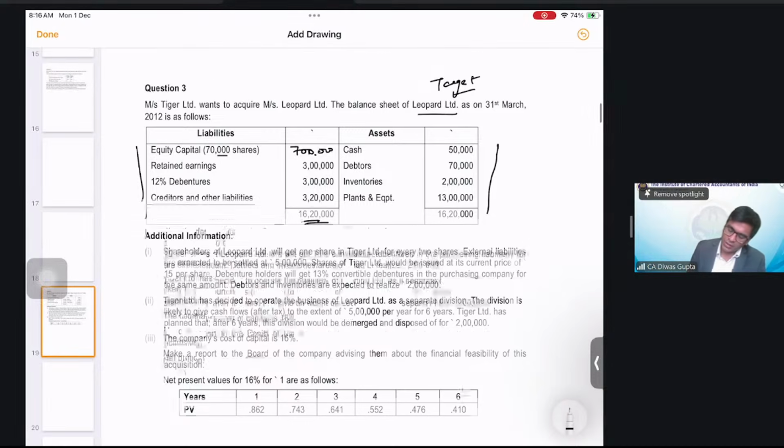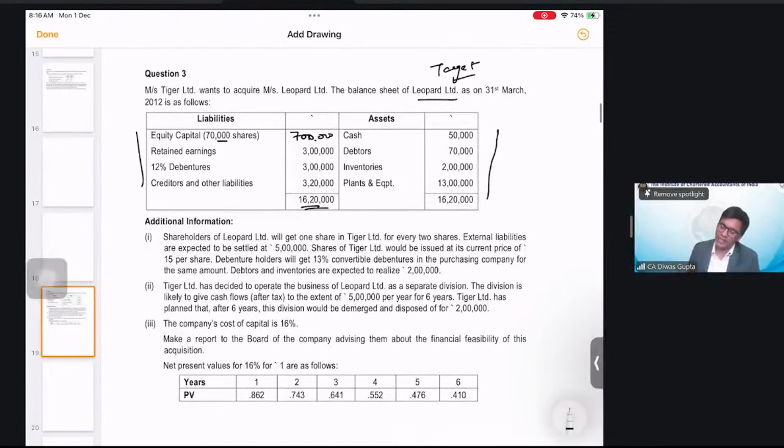Additional information: shareholders of Leopard Limited will get 1 share in Tiger Limited for every 2 shares. So the swap ratio is 1 is to 2, students. External liabilities are expected to be settled at 5 lakh. Shares of Tiger Limited would be issued at its current price of 15 per share. Debenture holders will get 13% convertible debentures in the purchasing company for a similar amount. That means 3 lakh, instead of 12%, it will get converted to the 13% convertible debentures. Debtors and inventories are expected to realize 2 lakh. So that means collectively these will realize only 2 lakh.